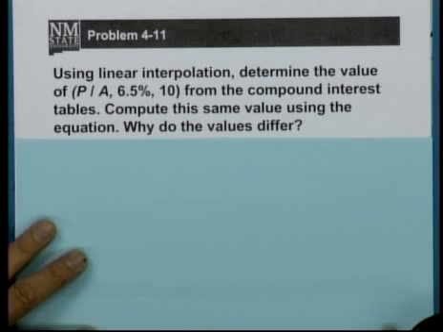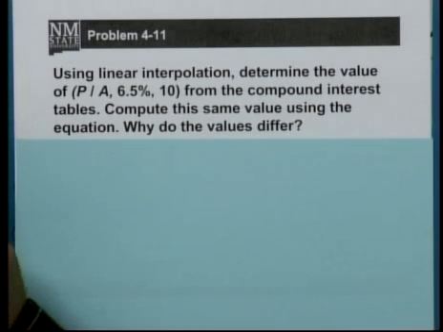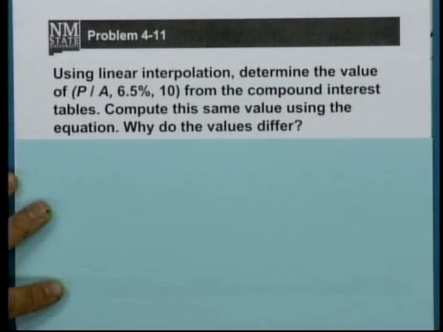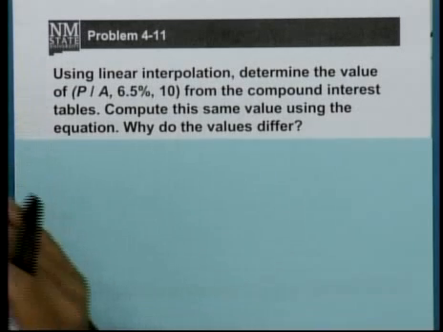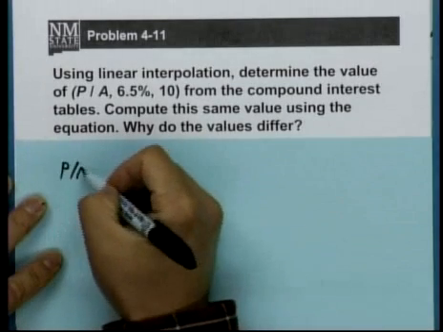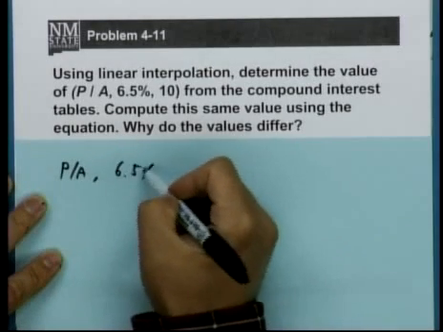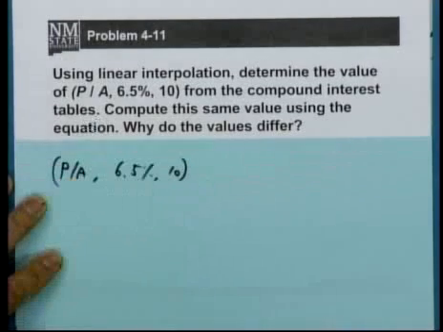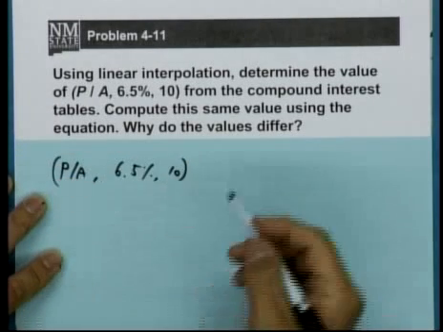So earlier this class, I mentioned the table values in Appendix C of our text do not include every possible interest rate or interest periods. So the interpolation technique can be used in such cases. Now let's compute the value of vector P given A 6.5% over 10 periods using the interpolation. Okay.